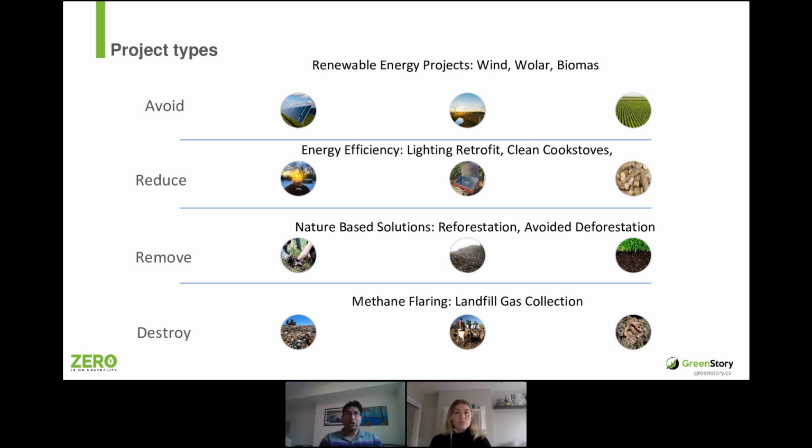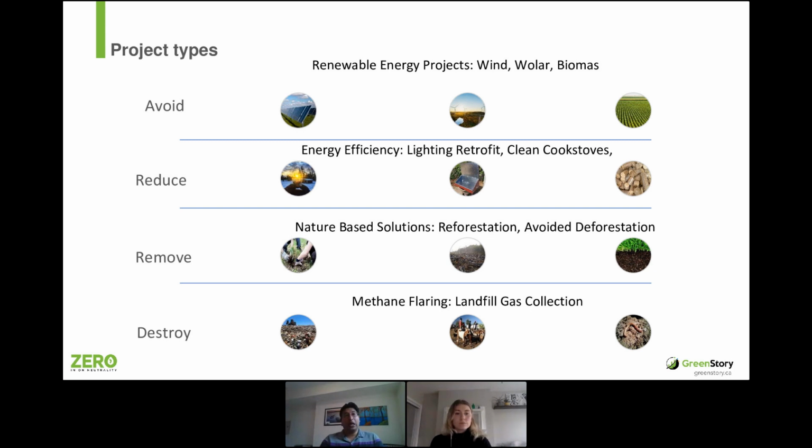Projects which avoid emissions. So these would typically be renewable energy projects like wind, solar, biomass, geothermal. These projects basically replace energy from fossil fuels like coal, oil, and natural gas, and that's how they avoid emissions. The next set would be projects which reduce emissions from fossil fuels. So these typically would be energy efficiency projects like lighting retrofit or upgrading your machinery, or clean cookstoves provided to people in Africa where they are currently using firewood. So these projects reduce the use of fossil fuels and hence reduce the emissions.